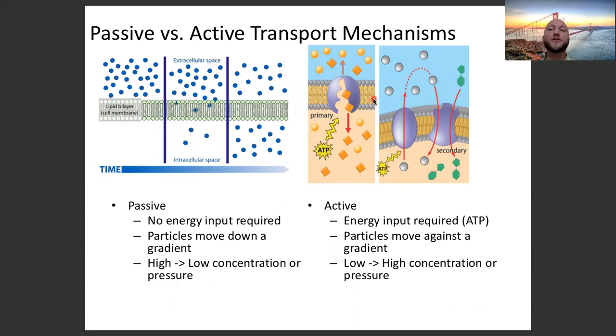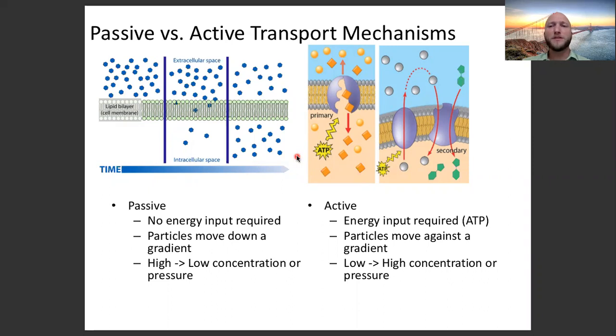This is the part 2 video for membrane dynamics. Remember, this is on lecture exam 1. So part 1, we talked about the membrane itself. Right now, in this part, we're going to talk about movement across that membrane.